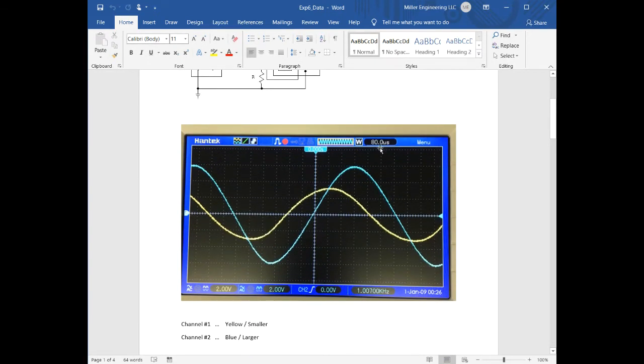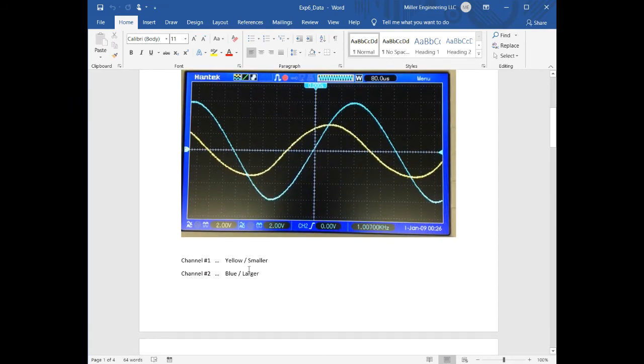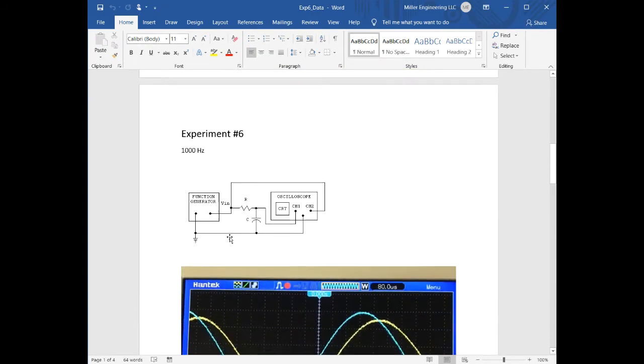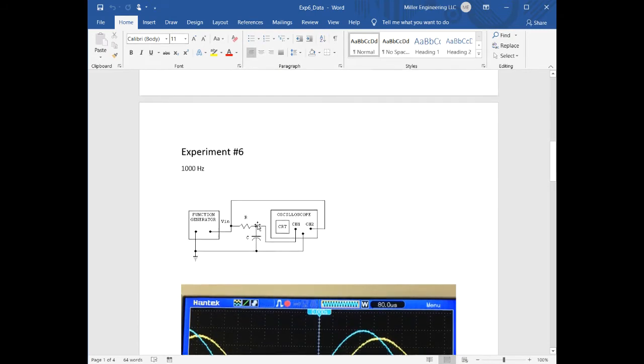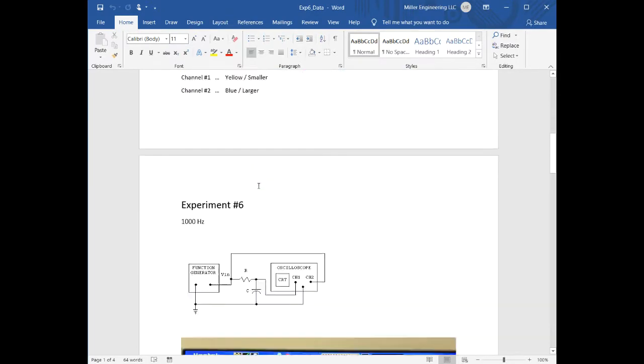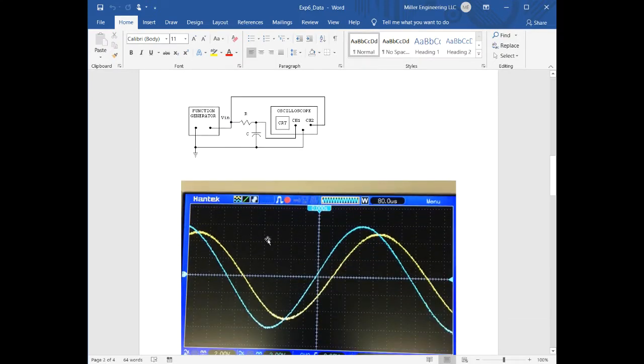And I was careful to make sure that I got your legends there, and also so we know which channel is which. The yellow, and if you print this out in black and white or have trouble with colors, the yellow or the smaller one is channel 1, the blue or the larger one is channel 2. Then we go and we switch. The only thing different here is we've switched the position of the resistor and the capacitor. Right here, the capacitor was up top, resistor was down here. We've switched those positions. Same frequency, different curve.